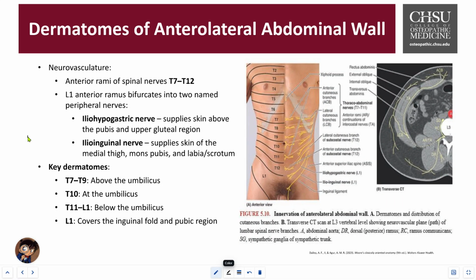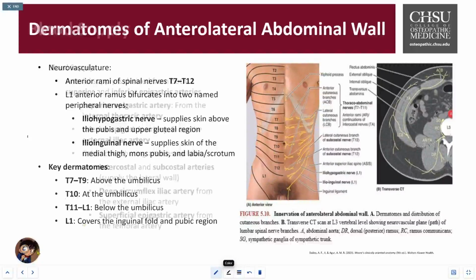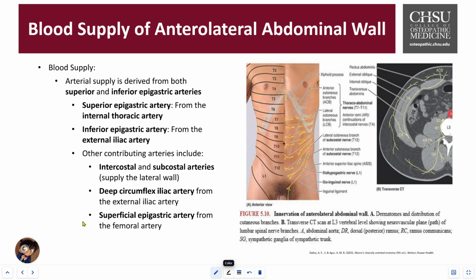There are several key dermatomes of the abdominal wall, including the T7 to T9 region, which covers above the umbilicus. T10 aligns directly at the umbilicus. T11 and L1 supply the area below the umbilicus, and notably L1 is responsible for the sensory innervation of the inguinal fold and the pubic region, which is clinically important to know. On the right, you can see a breakdown of the different dermatomes going from T7 down to the L1 region. Let's take a look at the blood supply of the anterolateral abdominal wall.